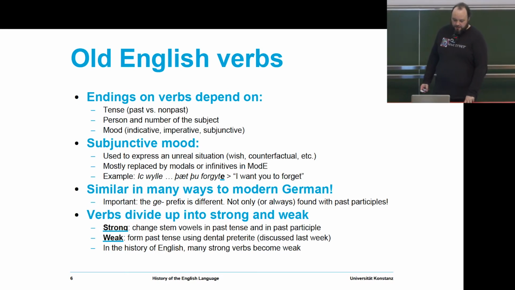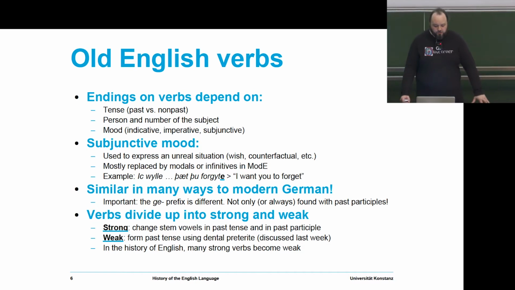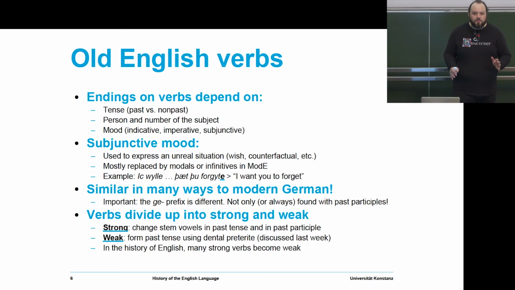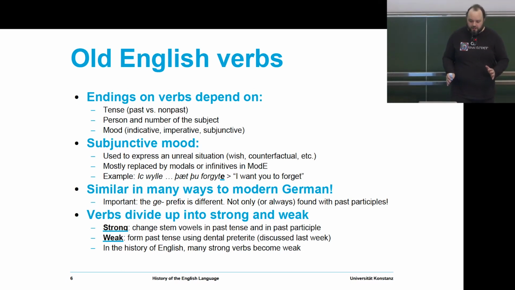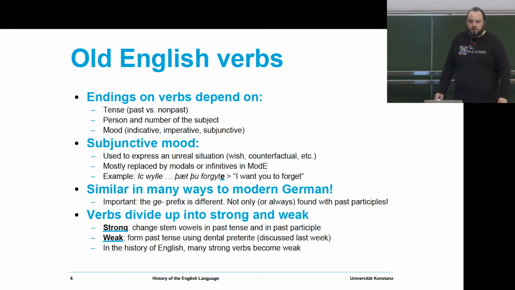Okay, the other important thing about verbs, and this is something that is true of all of the Germanic languages, is that verbs can be divided up into strong and weak verbs. Most verbs, almost all verbs, are either strong or weak. Strong and weak is not quite the same thing as regular versus irregular. A verb can be weak, but nevertheless be irregular. Strong verbs in modern English are always irregular.